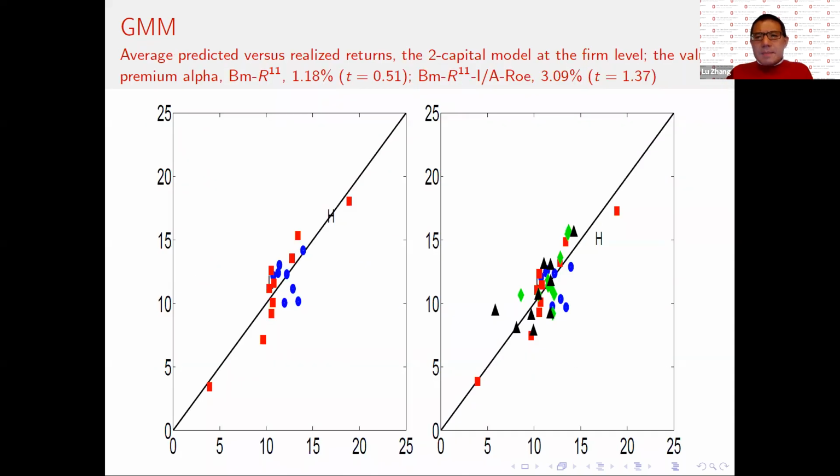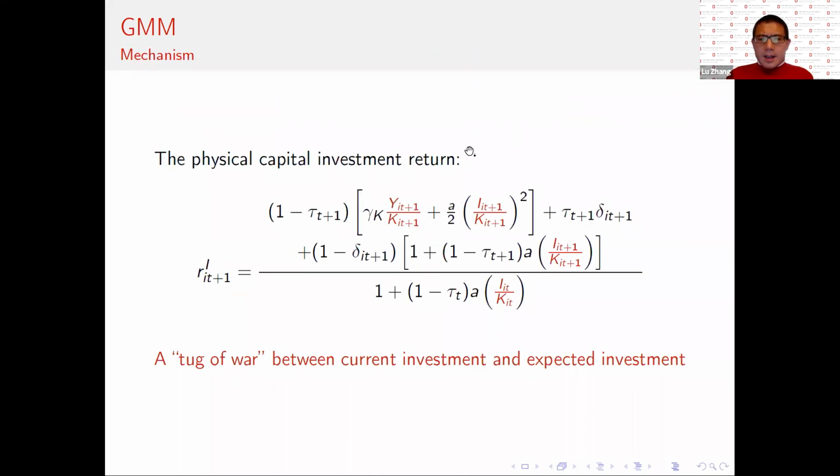Right, so let's look at the economic mechanism. So what's going on? The deeper economic mechanism. Let's look at the physical capital investment return. The same also shows up in the baseline one capital model. It turns out current investment and next period investment are stuck in a tug of war. Whenever the current investment dominates next period investment, we see value and the investment premiums. Otherwise, when the expected next period investment dominates current investment, we see momentum and the ROE premium.